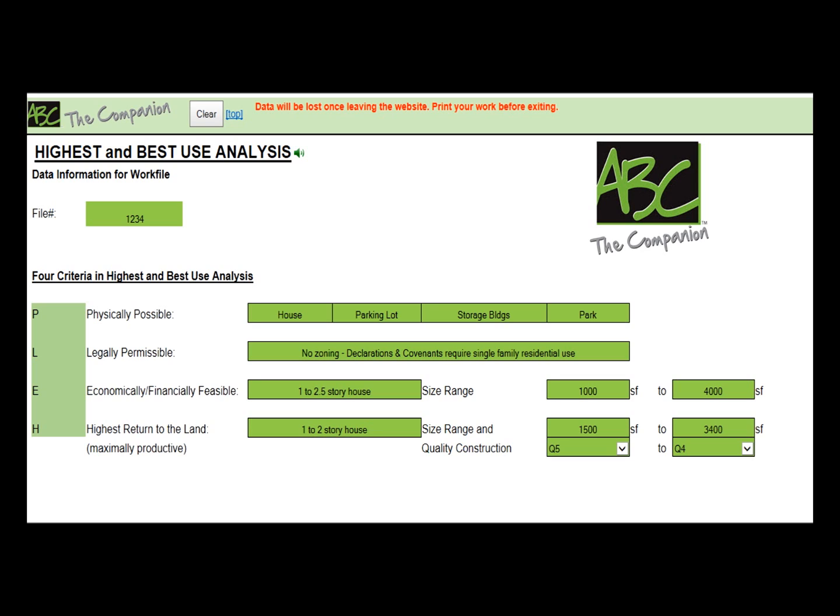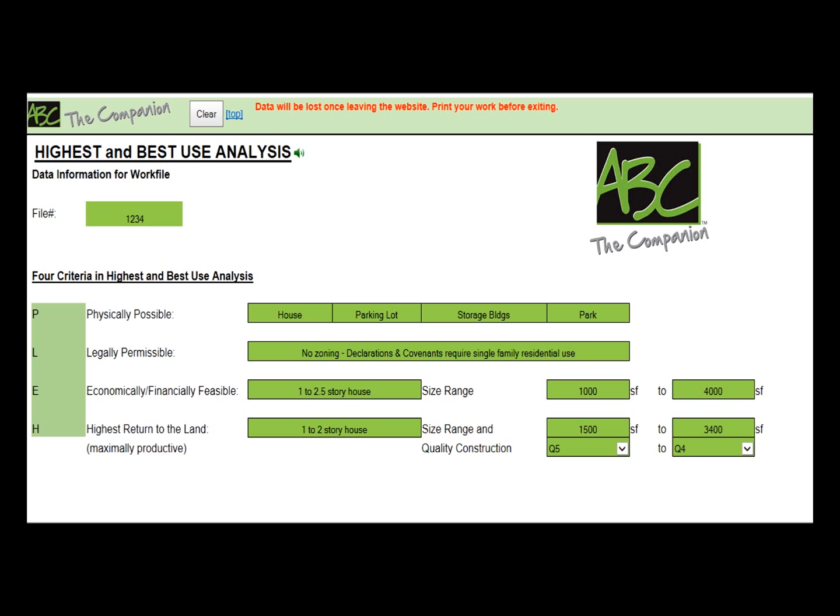The deed restrictions allow up to a 2.5-story house. Most of them are 1 and 2 story. We didn't see very many 2.5, but it is allowable. The size range, the deed restrictions said a minimum of 1,000 square feet. And our research through the neighborhood showed that probably 4,000 might be the limit as far as the largest property we should build.